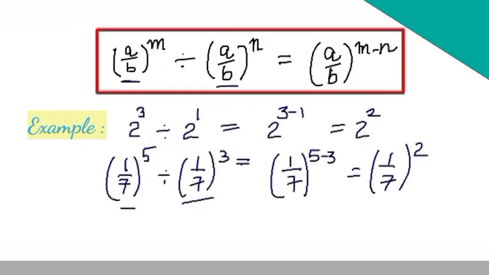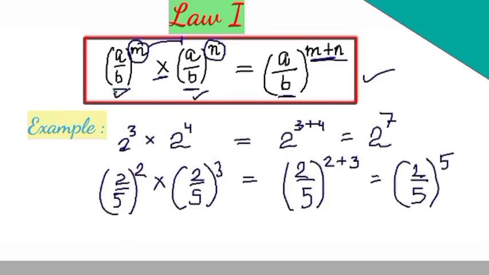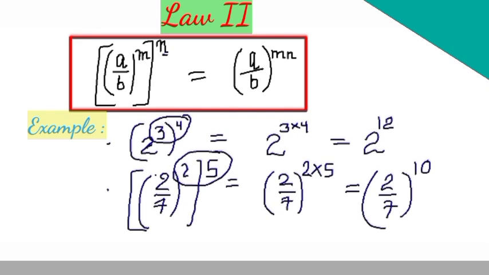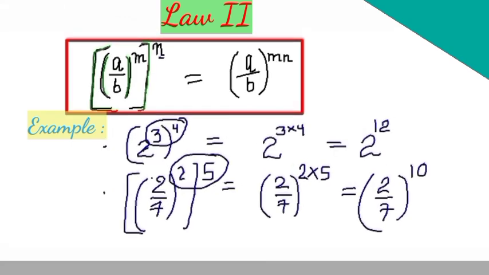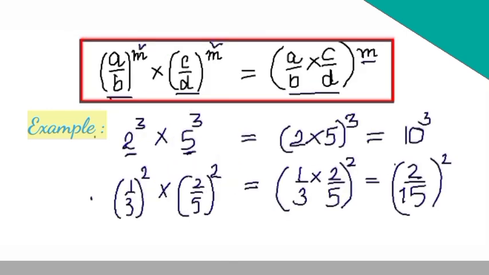Let's revise it once again. If we are multiplying two rational numbers with the same base, their powers will be added. It will become m plus n. The second law is, if we have a base with power m and we raise it to another power n, in that case we will multiply the powers. It will become m multiplied by n.